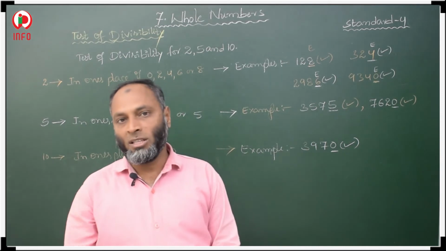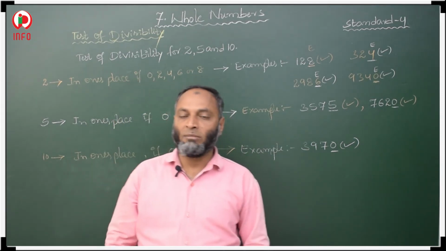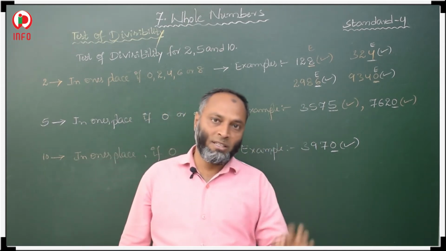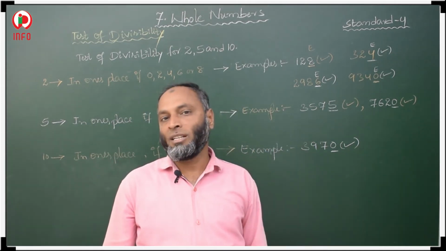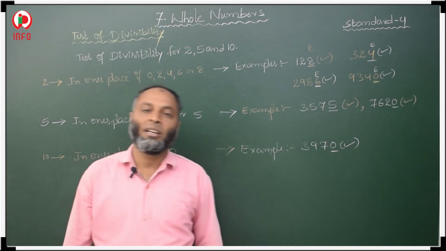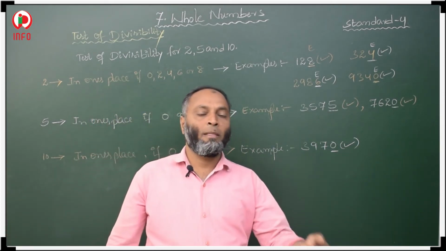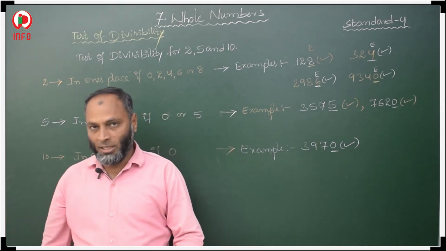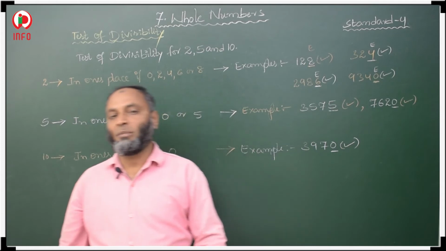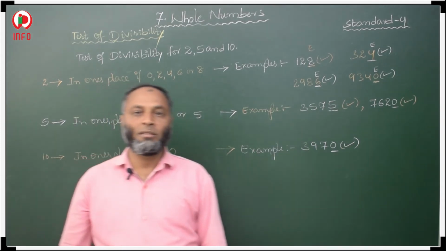In these 3 tables, we have to check only the ones digit, and that is enough. That is why we took these 3 in one category. Then how do we check the remaining ones, 3, 4, 6, 8, 9? Now we are going to discuss that. Okay, students.